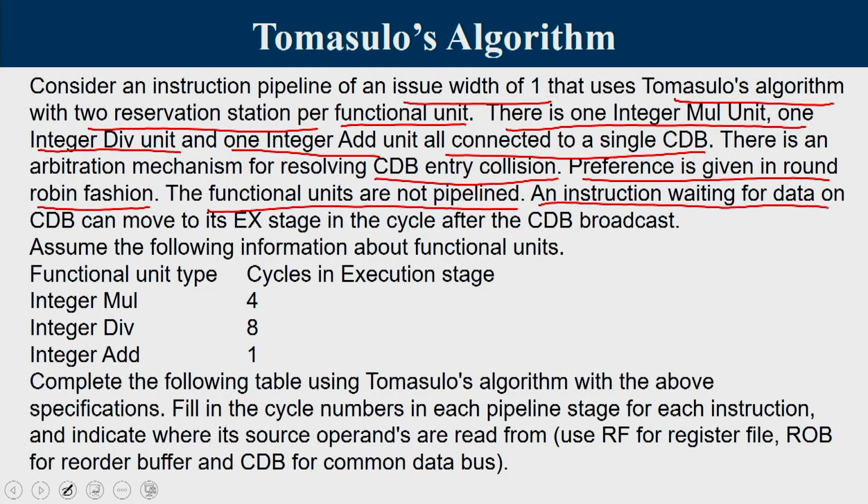An instruction waiting for data on CDB can move to its EX stage in the cycle after the CDB broadcast. So, if somebody writes into CDB at 10, only in 11 the instructions waiting can enter into the execution unit. Assume the following information about the functional units. The integer multiplier will take 4 cycles, integer divider will take 8 cycles, and integer adder will take 1 cycle, and these 2 are not pipelined. That is very important.